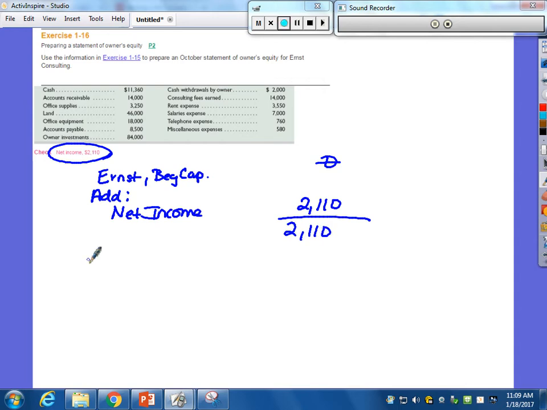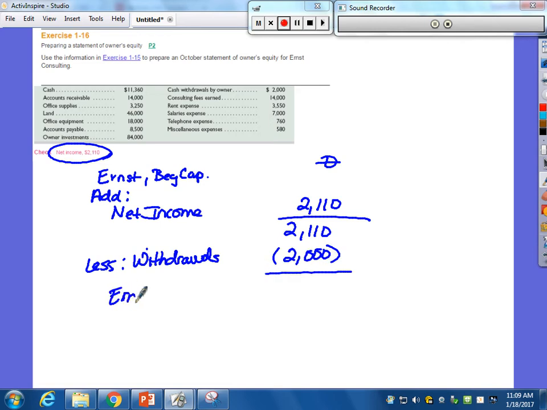And then you're going to subtract what? Withdrawals, which were how much? 2,000. Which means ending capital is going to be what? $110.